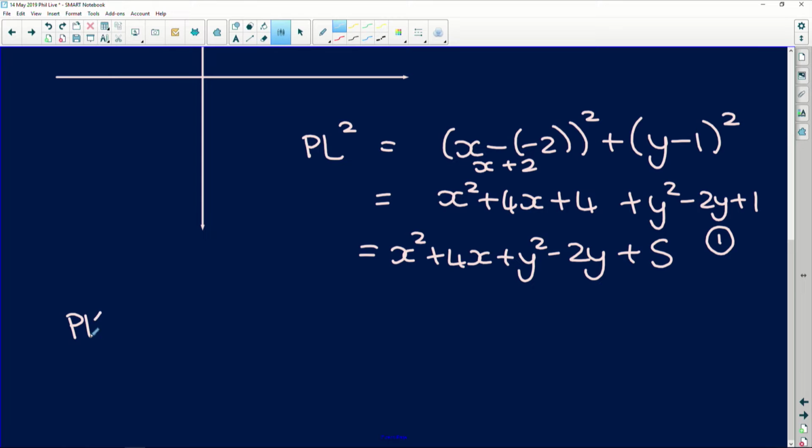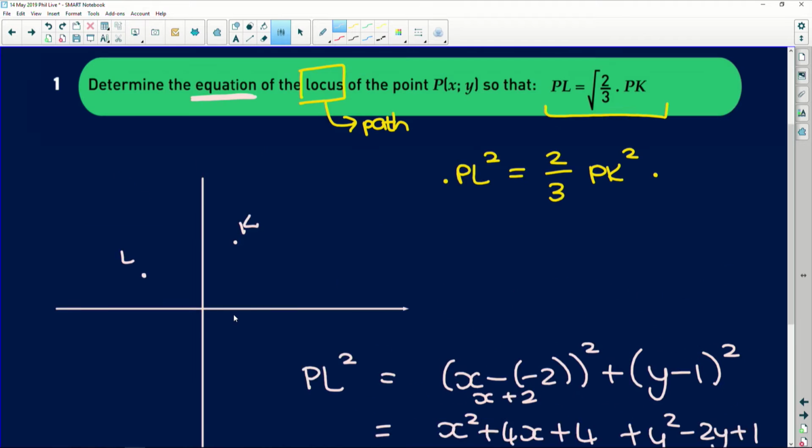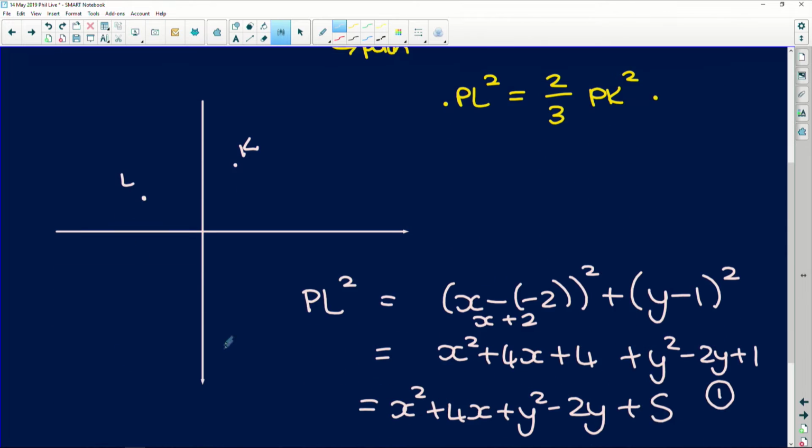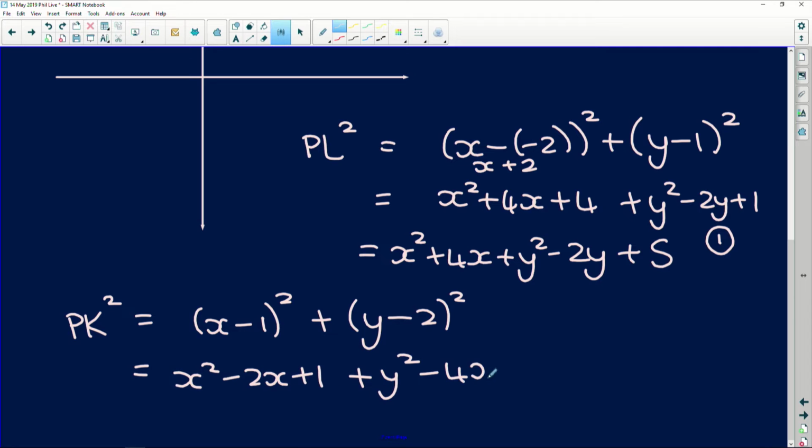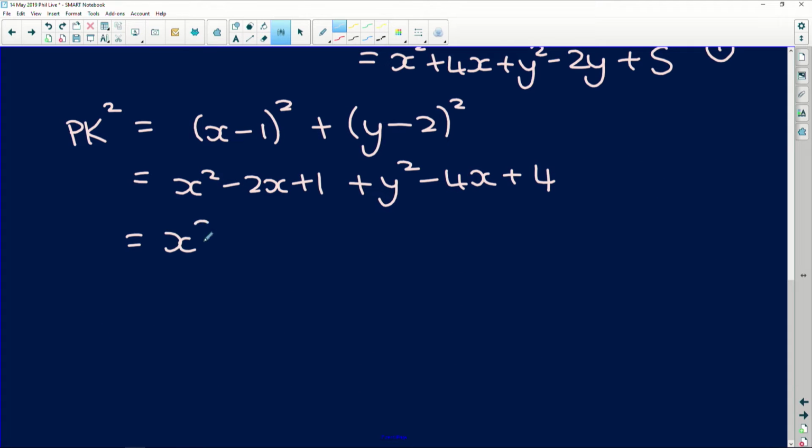Secondly, we're going to try and find PK squared. So that's going to give us x minus the x value at K, which is 1, all squared, plus y minus 2, all squared. Let's multiply these out so we get x squared minus 2x plus 1 plus y squared minus 4y plus 4. Okay, if we keep on simplifying this, we get x squared minus 2x plus y squared minus 4y plus 5. And that is our second equation.